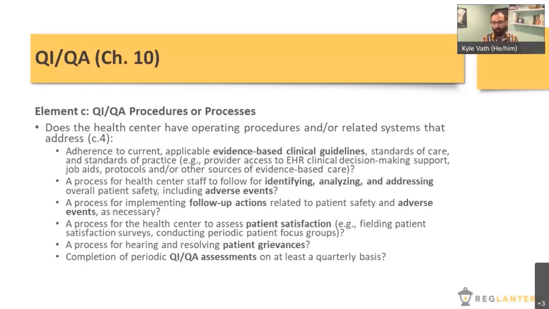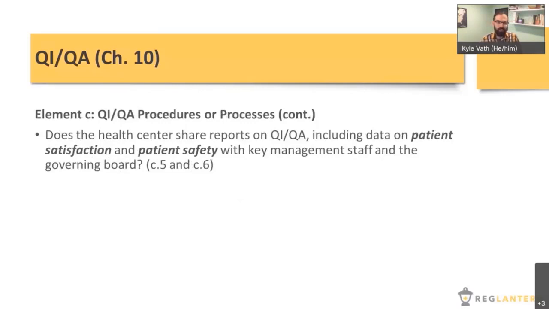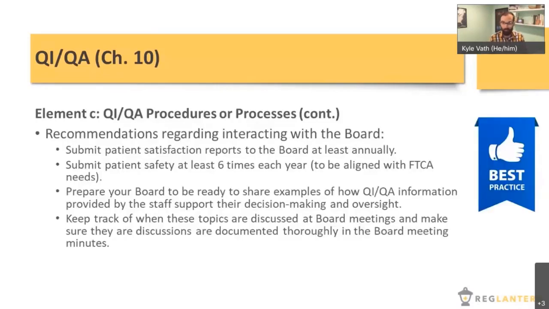So most people are looking at their clinical UDS performance measures there. And again, most of you are doing that. Does the health center share reports on QA for patient satisfaction and patient safety at least annually? This is really, really important that you pay attention to, because this touches the admin governance area as well as QI. So make sure you are talking about patient satisfaction and patient safety. You're elevating it up to the board every year, and that you can document that in the meeting minutes that you talked about it.